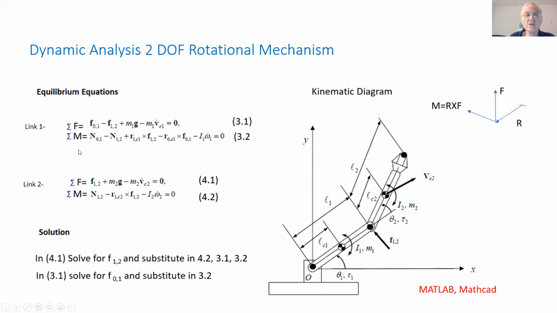And then we sum all the moments about the center of gravity, which has to be equal to 0, including the inertial force, which is actually here an inertial moment. And we have the same thing for link 2. And then again, when we break this down to the different vector equations, it becomes matrix equations, which we could solve using vector algebra with MathCAD or MATLAB.